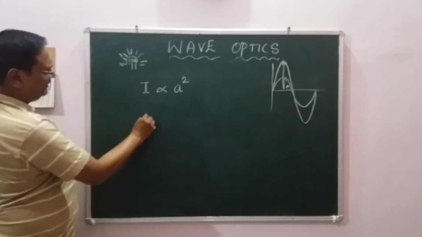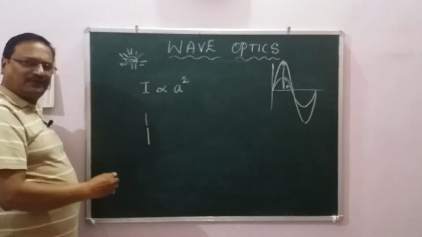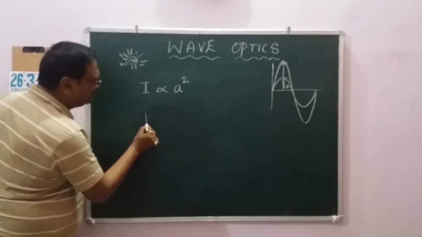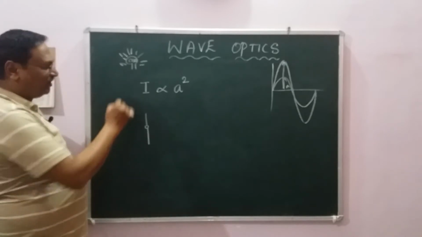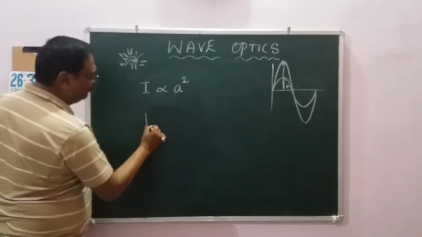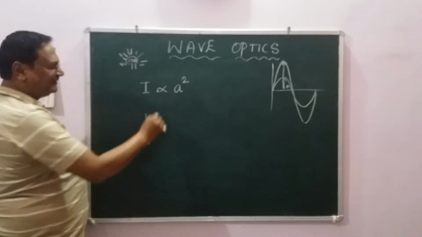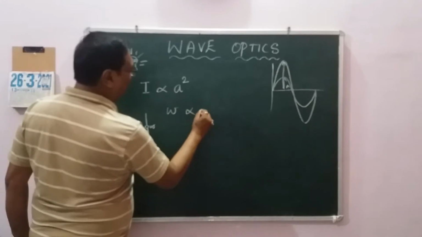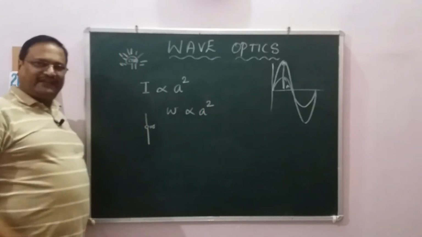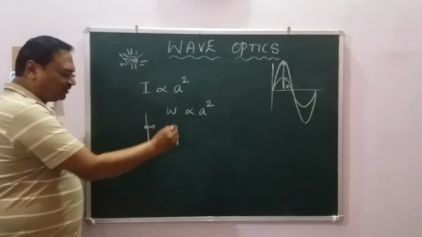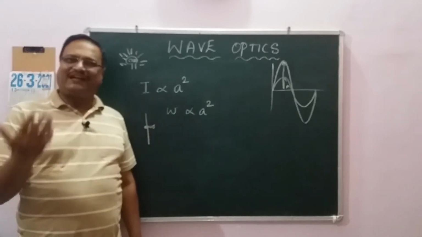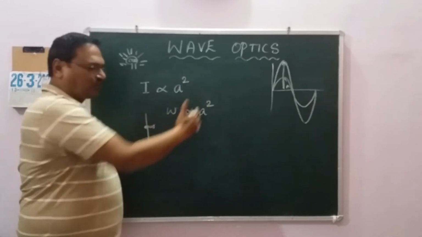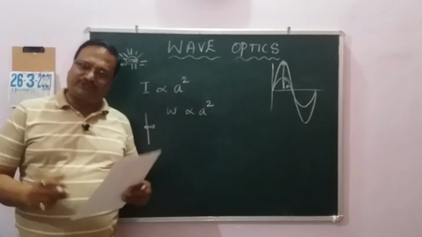Okay, now if I take a single slit here, and I say the intensity of light coming from the slit, from the small space, the hole. We can also say this is nothing but the width of this hole. So intensity is proportional to A square, and width is also proportional to A square. Because the light is coming through only this hole, naturally the intensity and the width refer to one and the same, and they are proportional to the square of the amplitude.